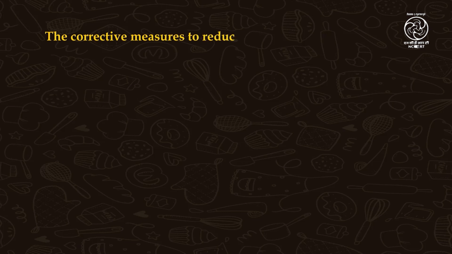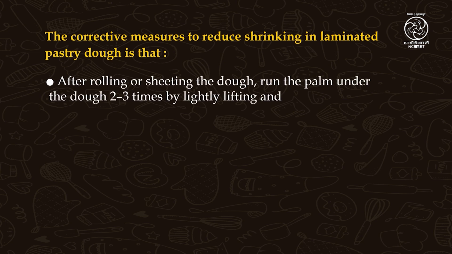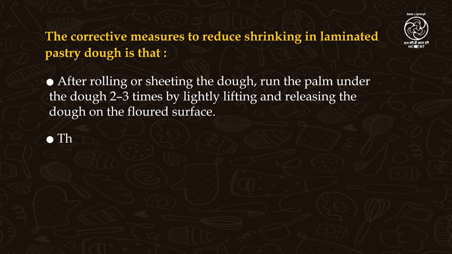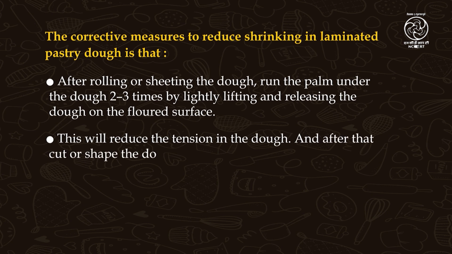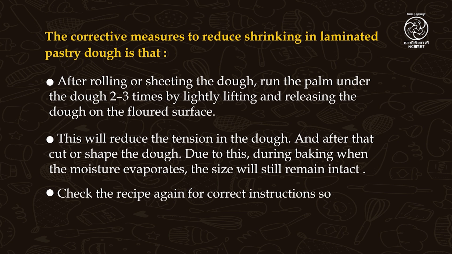The corrective measures to reduce shrinking in laminated pastry dough is that after rolling or sheeting the dough, run the palm under the dough 2 to 3 times by lightly lifting and releasing the dough on the floured surface. This will reduce the tension in the dough, and after that cut or shape the dough. Due to this, during baking, when the moisture evaporates, the size will still remain intact. Check the recipe again for correct instruction so as to perform the rolling and sheeting process.